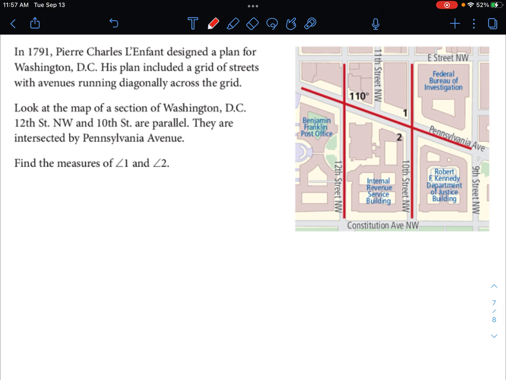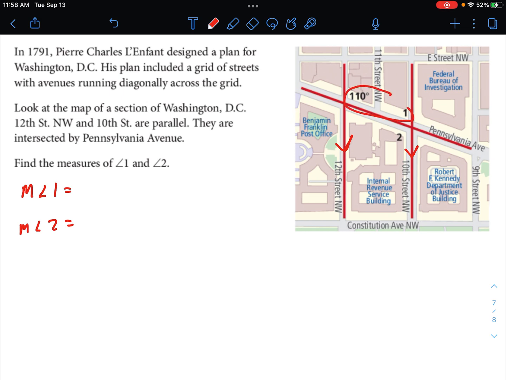This is a word problem. It says in 1791, Pierre Charles L'Enfant designed a plan for Washington, D.C. His plan included a grid of streets with avenues running diagonally across the grid. Look at the map of Washington, D.C. 12th Street and 10th Street are parallel. I'm going to draw in arrows just to show that those are parallel. And it's intersected by Pennsylvania Avenue, which is acting as the transversal in this picture. And we want to find the measure of angle 1 and the measure of angle 2.